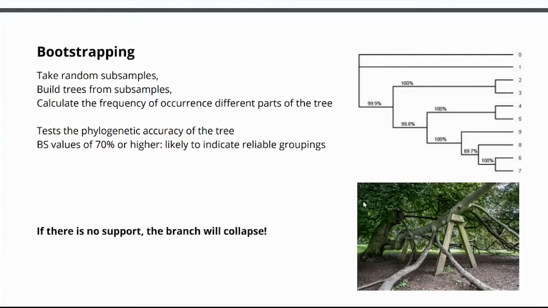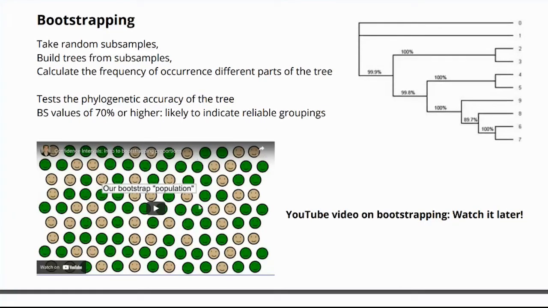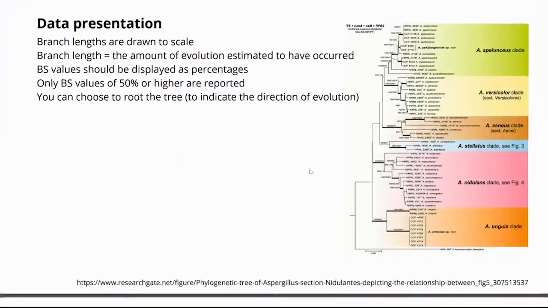If there is no support or less support, less than say 70% support, the branch will collapse, not literally but figuratively. If you are interested, you can go to YouTube and watch this video on bootstrapping. It's 11 minutes long, so just watch it leisurely, and you'll get an idea about bootstrapping.